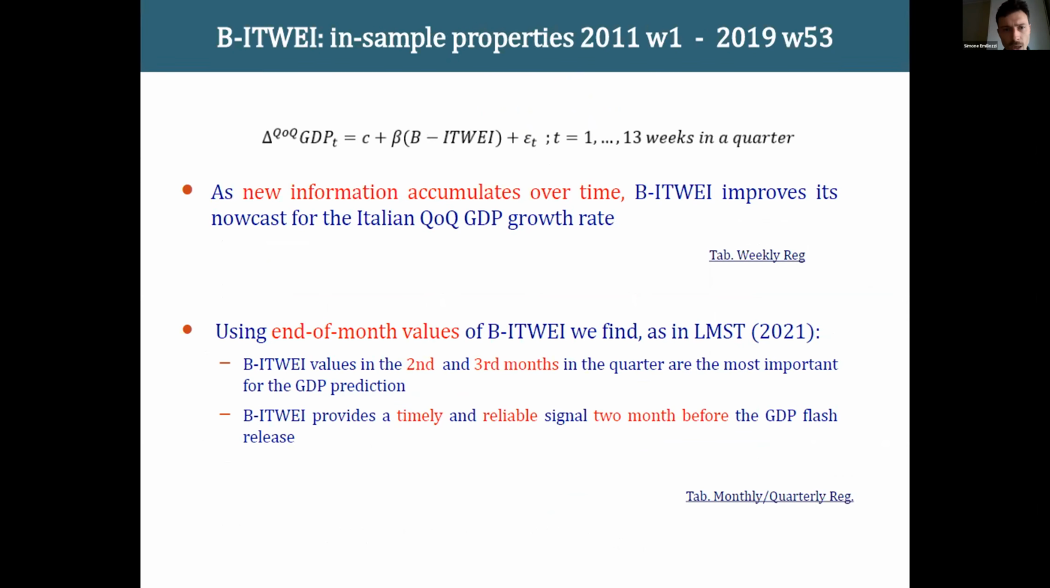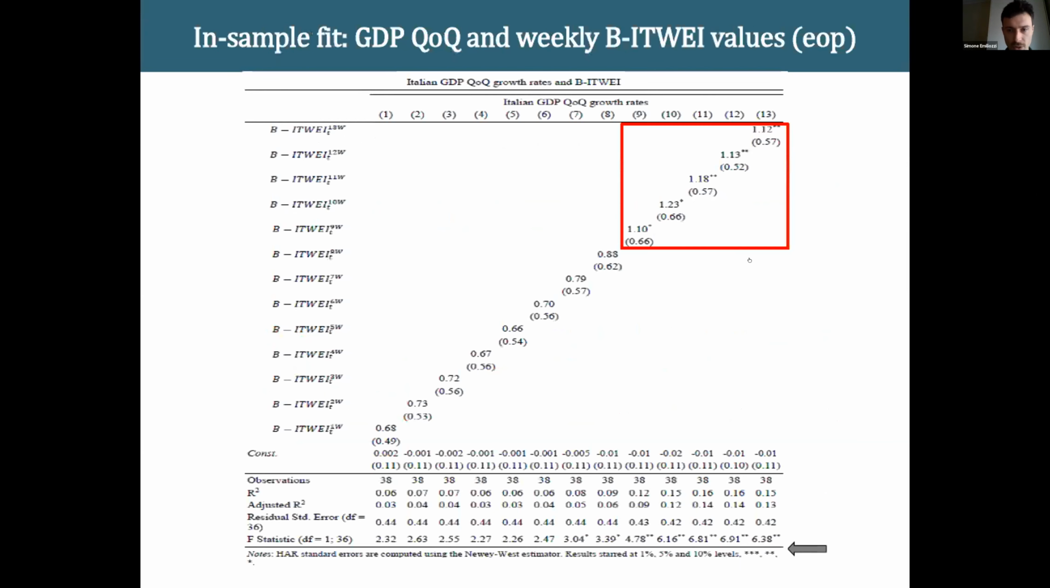Here, these slides are just to test the in-sample properties of the indicator on this span. And basically, we find two things. The one that I told you right away, basically that as information accumulates over time, BET improves. And the most important month are, and basically the index, let me show you with the regression.